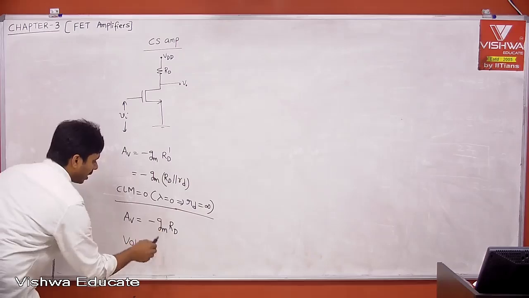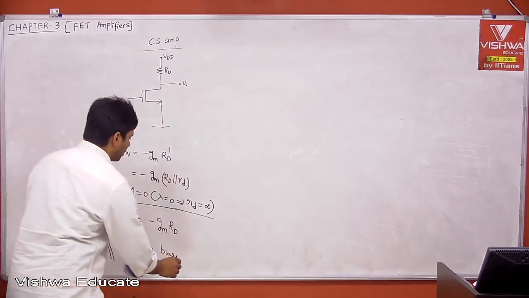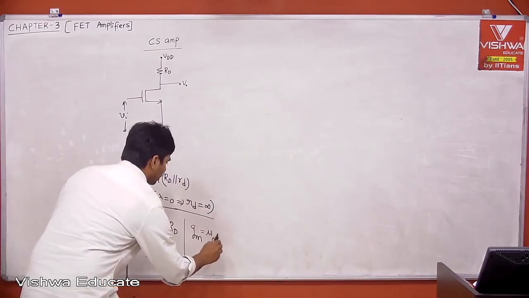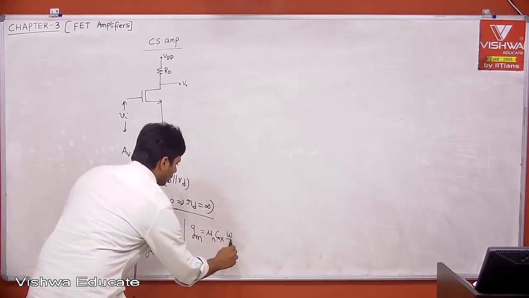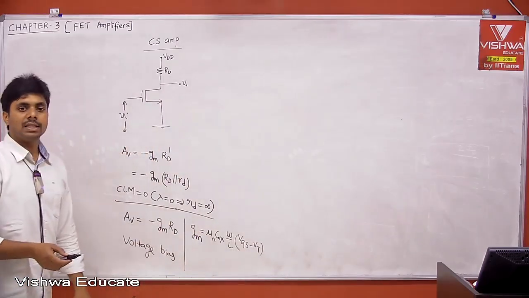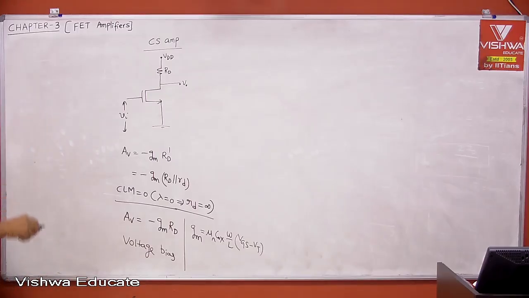Because your gm is set by voltage. If you ask me what gm is, then gm is equal to mu n Cox W by L into (VGS minus VT). In the case of BJT, what is gm? IC by VT. Okay.